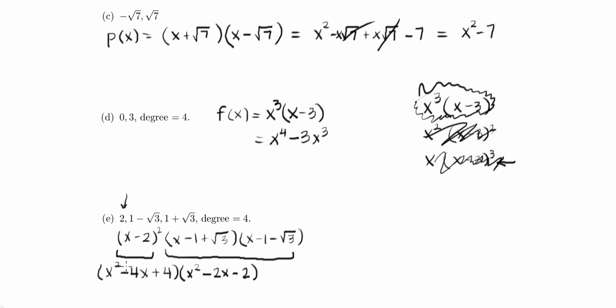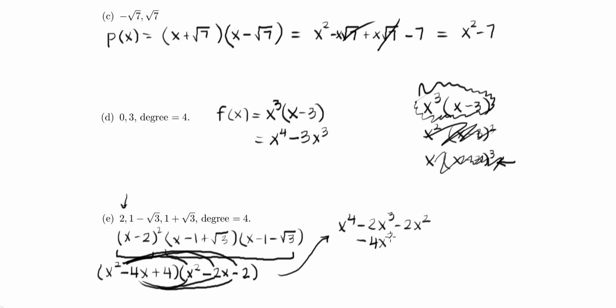Good news is you've already done something like that. You're going to multiply this one over here, then you're going to multiply this one over here, then you're going to multiply this one over here. That's right, this problem is ridiculously long, and we get x to the 4th minus 2x cubed minus 2x squared. And then you have to distribute this one, bam, bam, bam. And that's going to give us negative 4x squared, 4x cubed, and then plus 8x squared.